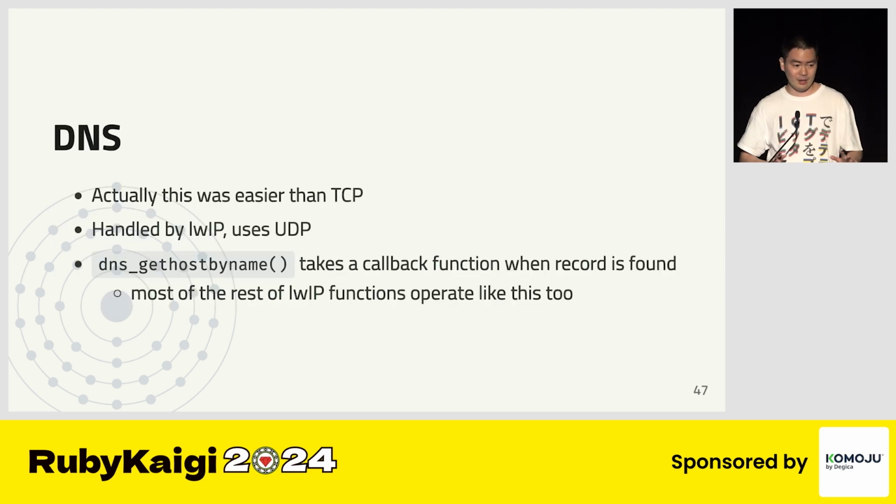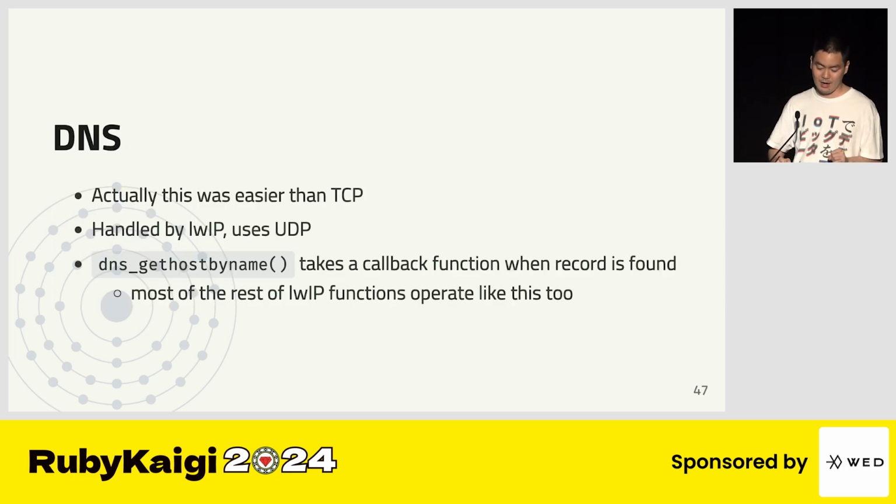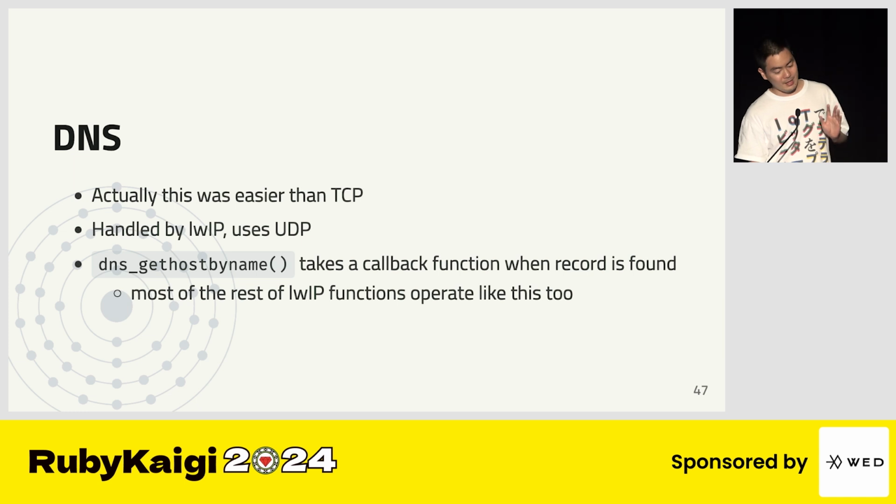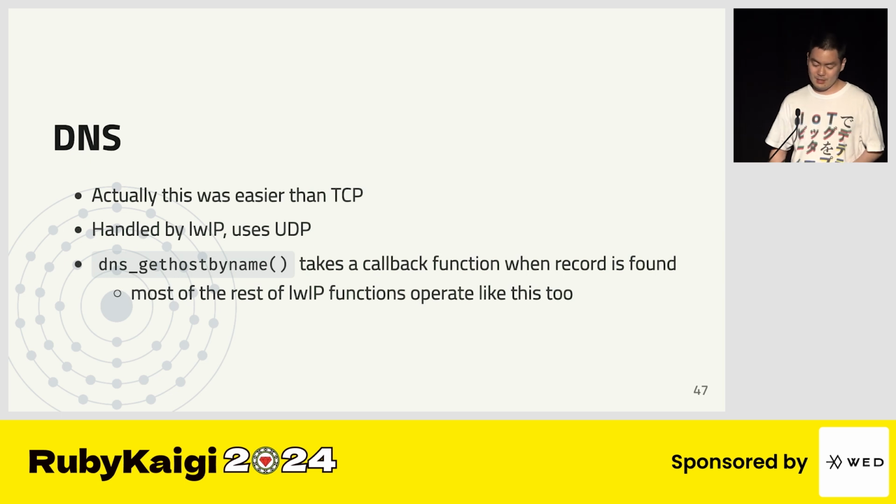And after handling the Wi-Fi driver part, I went to make a wrapper for the DNS, and it was actually easier than making the TCP client. It is handled by the LWIP library, and it uses UDP to connect to the DNS servers. And how it does that is the DNS get host by name function takes a callback function for when the DNS record is found, and most of the rest of LWIP's functions work like this too.